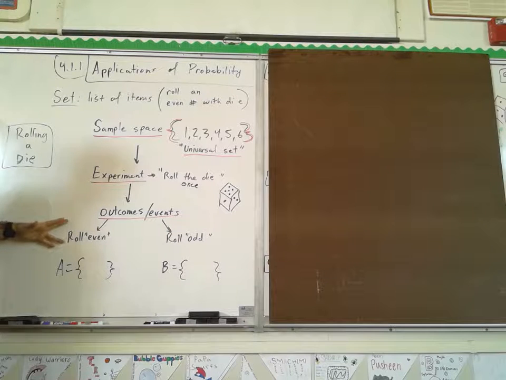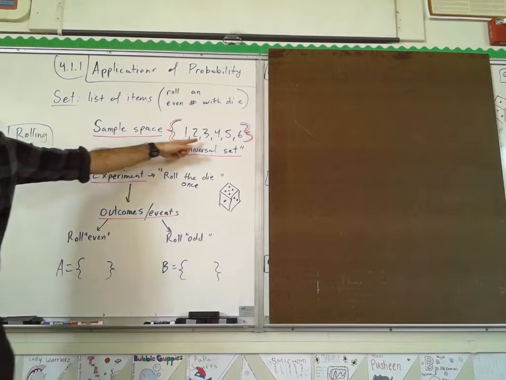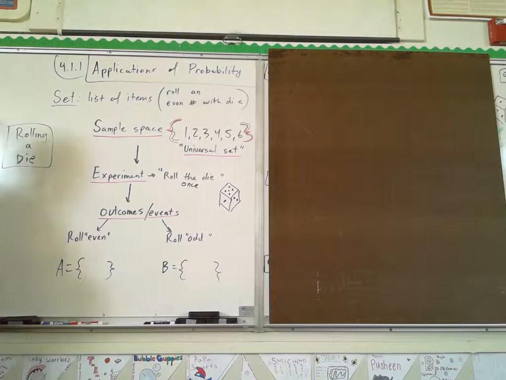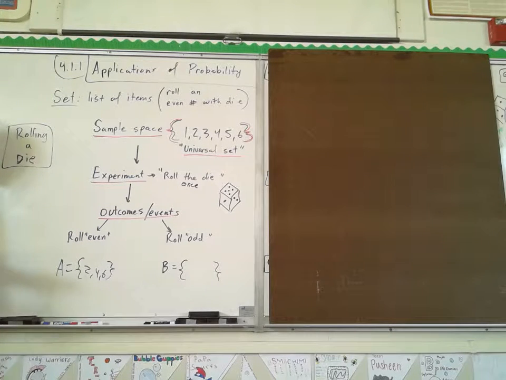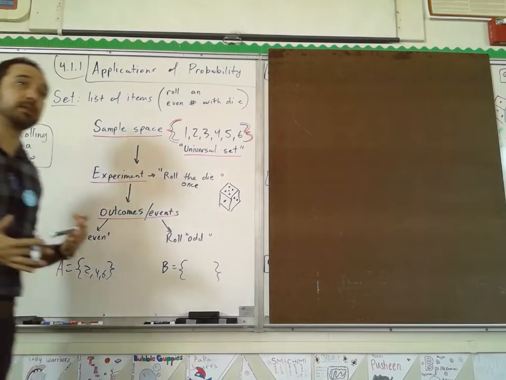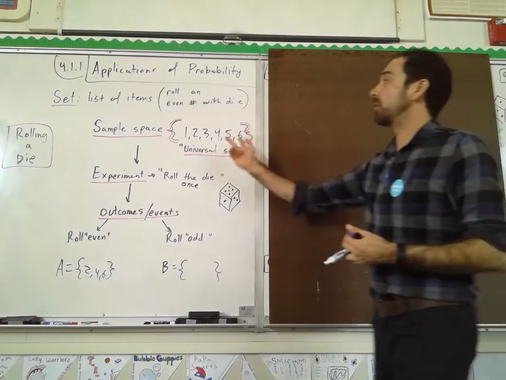So set A is going to be roll an even number. What goes in my set? If my sample space is 1, 2, 3, 4, 5, 6, what would go in my set for rolling an even number? What numbers are included? 2, 4, 6. Easy, right? It's not a difficult question. It's just asking you, what even numbers could you possibly roll with this sample space.